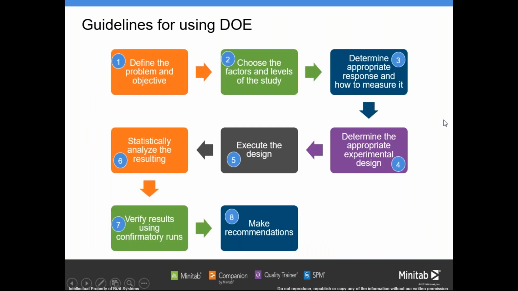Here are some guidelines for using DOE. The first step is to define the problem and your objective. After you know your problem and objective, you can choose the factors and levels for the study. For the previous example of boiling water, your objective is to know how long the boiling takes, and the factor may be your pot or your electrical heat.